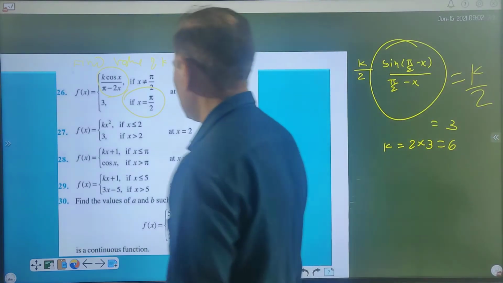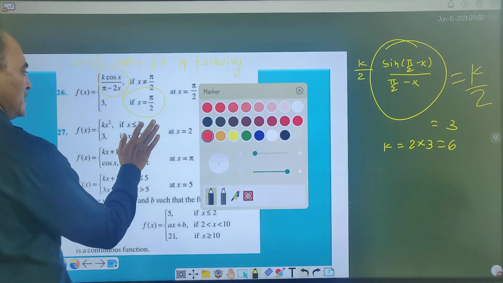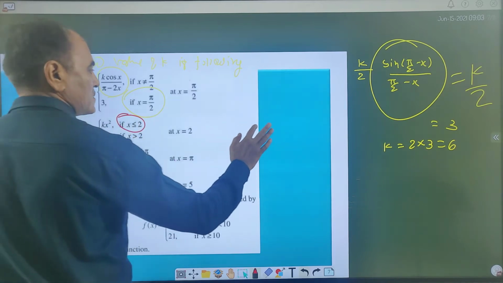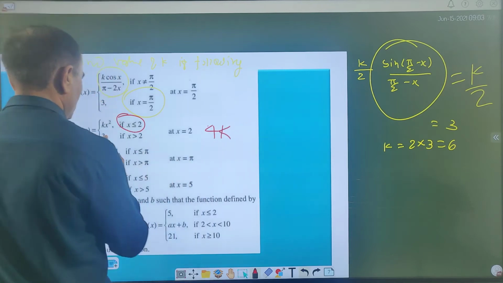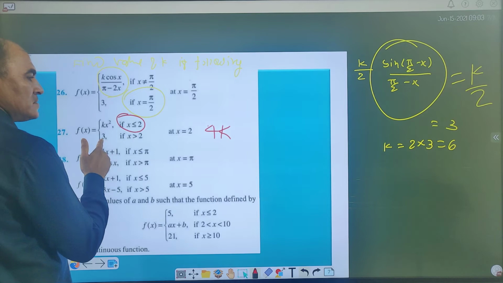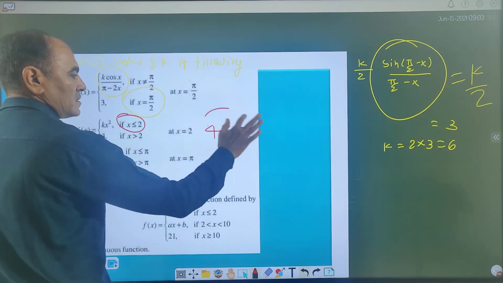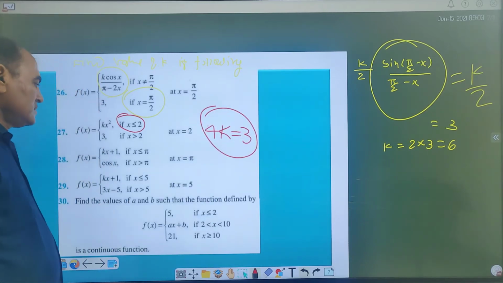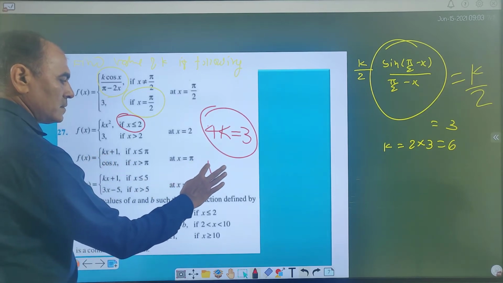Here, see, what is given? At x is equal to 2, the left hand limit is 4k, and the right hand limit is 3, and that is equal to 3. So what is k? k is equal to 3 by 4. Same way here, at x is equal to pi, what do we get?